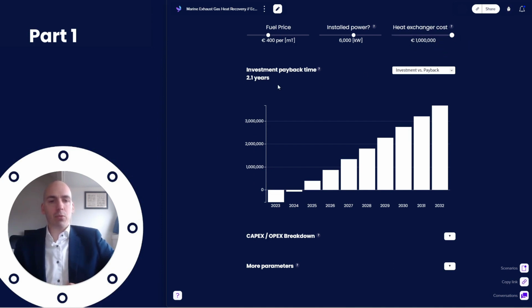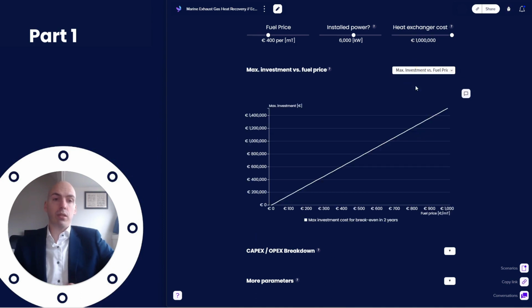In this case, we have 2.1 years of payback period, and we also have a different view, which is a little bit more comprehensive. Here we see on the vertical axis the maximum investment cost for this fuel price in order to get your investment back within 2 years. So for example, if the fuel price is 400 euros, here we go, then the maximum investment cost to get your investment back in 2 years would be about 600,000 euros.